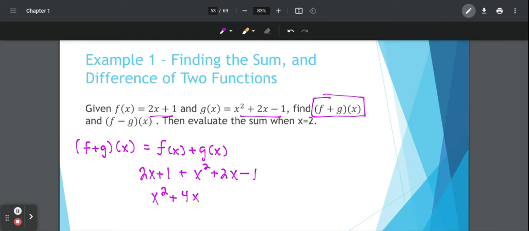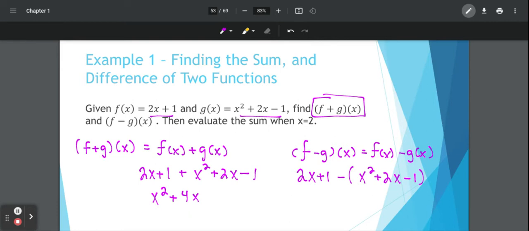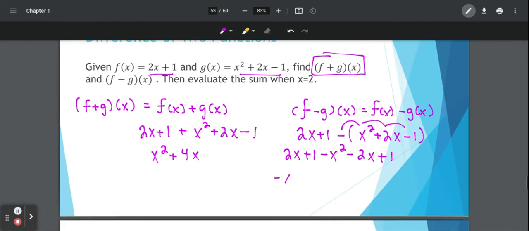For the second part, f minus g of x just means f of x minus g of x. So our f of x is still 2x plus 1, but now you're going to subtract x squared plus 2x minus 1. Make sure you put that in parentheses so you remember that you need to distribute that negative. So you really have 2x plus 1 minus x squared minus 2x plus 1. When you combine your like terms, you get minus x squared. The 2x's simplify, and you're left with plus 2.